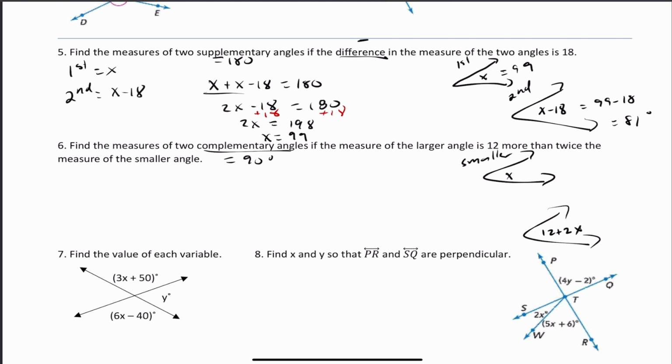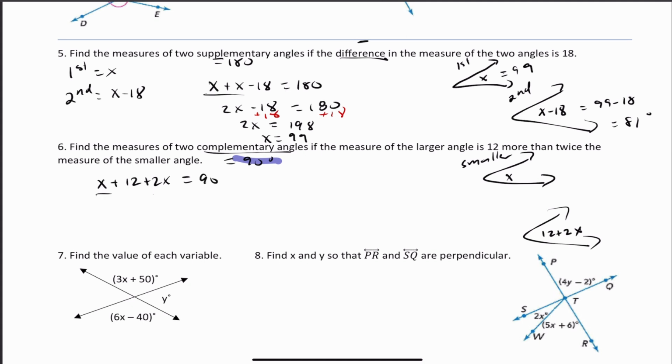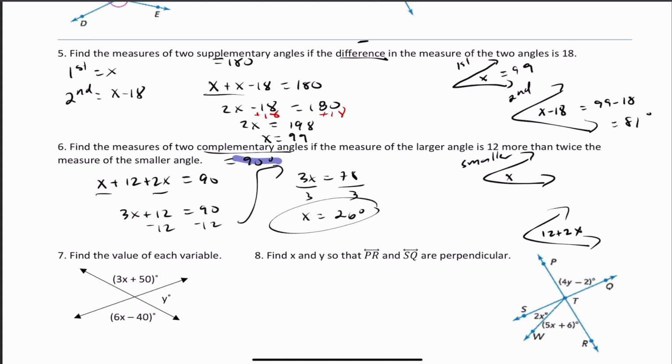So here I have these two expressions. I'll do x plus 12 plus 2x equals, what do I set that equal to? I set that equal to 90. Combine: 3x plus 12 is equal to 90. Subtract both sides by 12. So I get 3x is equal to 78. Divide both sides by 3. x is equal to 26. Okay, x is equal to 26 degrees.